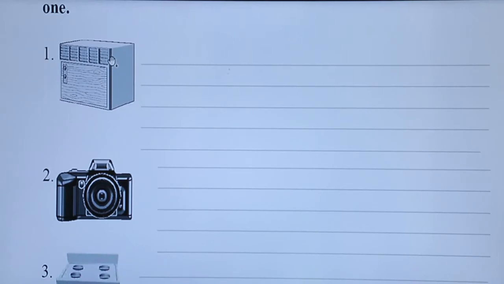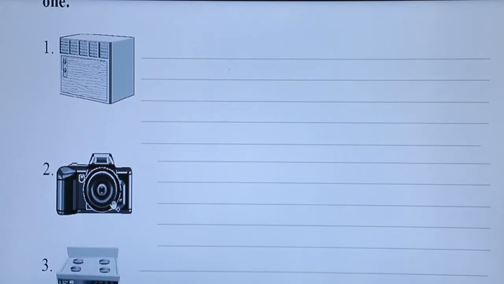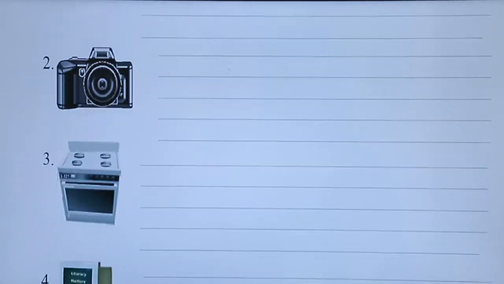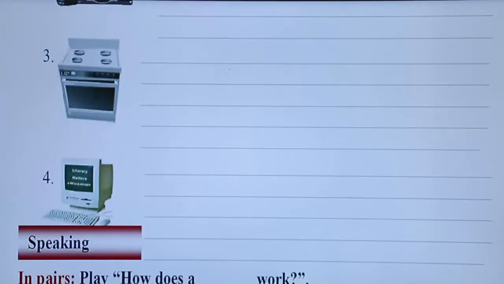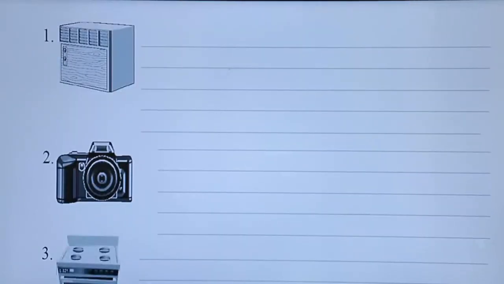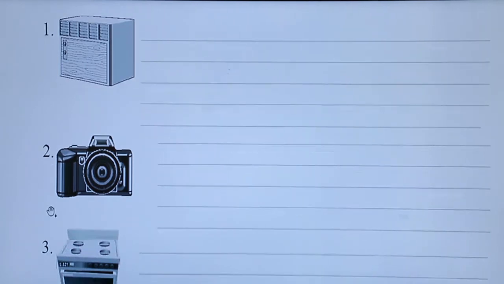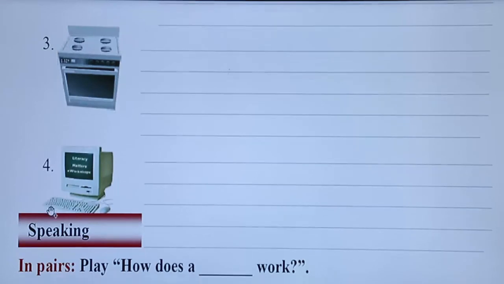The first one is a radio. The second one is a camera. The next one is an oven, yeah? The next one is a computer. You have lots of space here, but I want you to write them in your notebooks. You can write down the name of the inventions, then in front of each one, write down the instructions or write down how you use them. Write a short sentence with each of them.